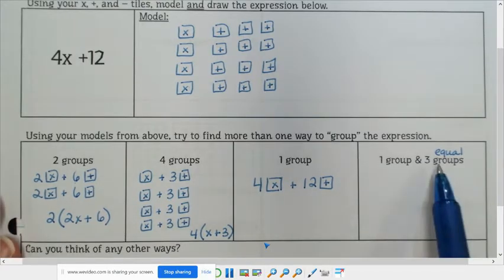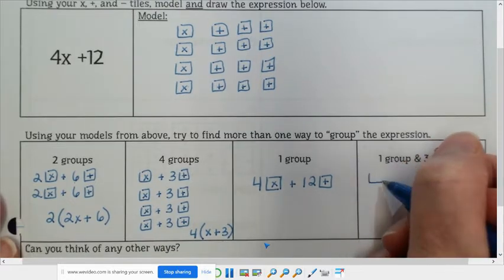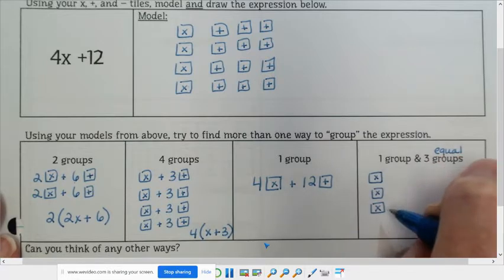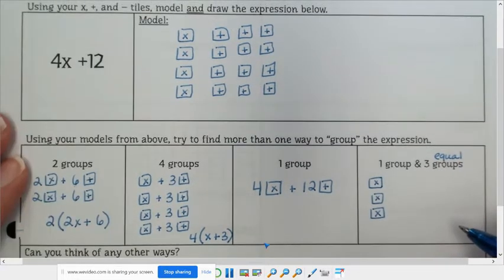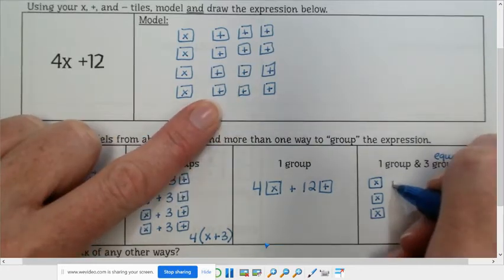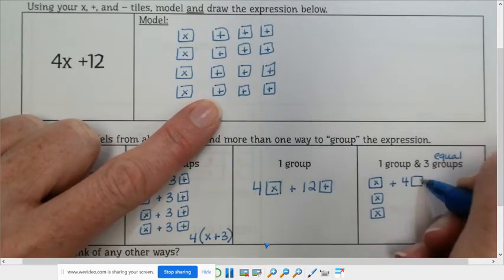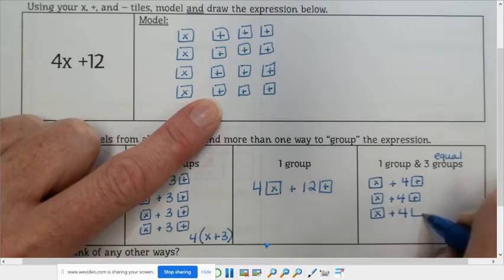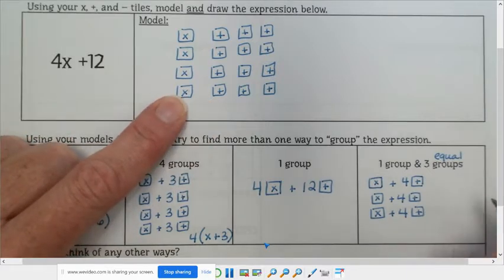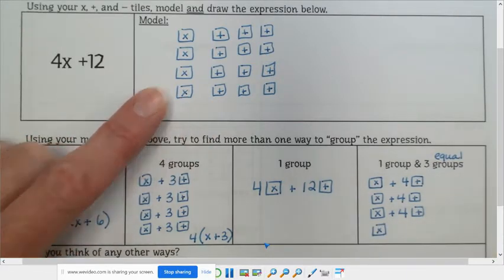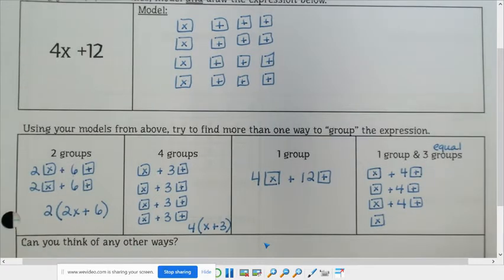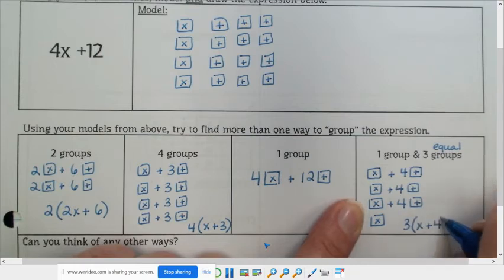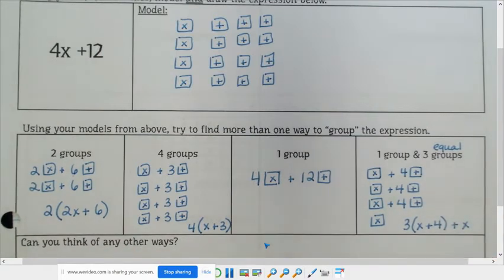So if I look at 3 equal groups, I know each group is going to have 1 x in it. I don't have enough to put 2 x's in each group. And then the greatest amount of positives I can put in each group is 4. And that uses all my positives. But I have 1 x left over. So I'm going to add that on down here. So I could write this as 3 groups of x plus 4, plus x. That'd be another way to write that expression.